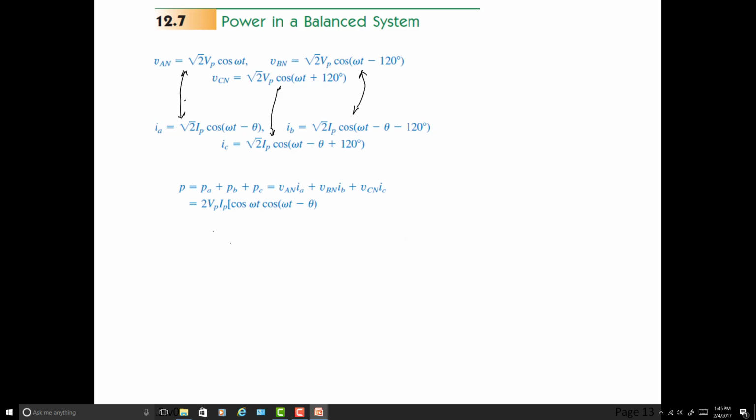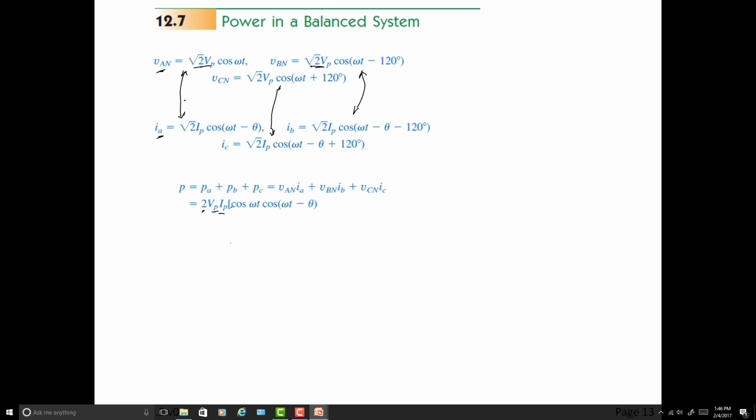But we know, because we've done some of this, we now have the product is what? The square root of 2 times the square root of 2. So we get our 2 right here to begin with. 2 VP IP, straightforward, times the cosine of omega t minus. So I'm only showing you right now the first term, VAN times IA, right?